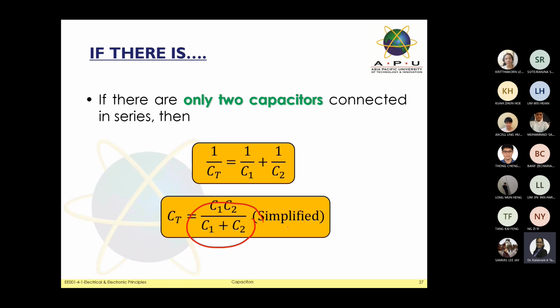Unless you can simplify, don't go on with this calculation part. Sometimes you have multiple capacitances, not only two, you can have more than 5 capacitances. If you're not sure how to simplify, don't do this. Go on with the manual. It's okay, you do it with the manual.